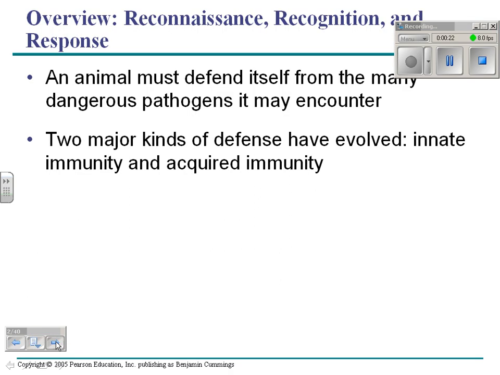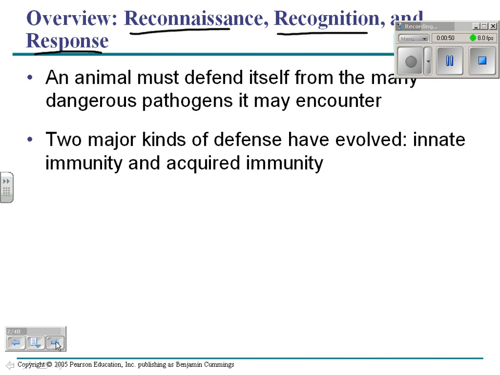There are three steps basically to immunity. There's reconnaissance, which means you look around. If you think about trying to keep invaders out of our country, you have to be able to watch for them. You have to recognize them when they show up, and then you have to respond to them. I kind of talk about immunity like a war. And in a war, you have to watch, recognize, and respond.